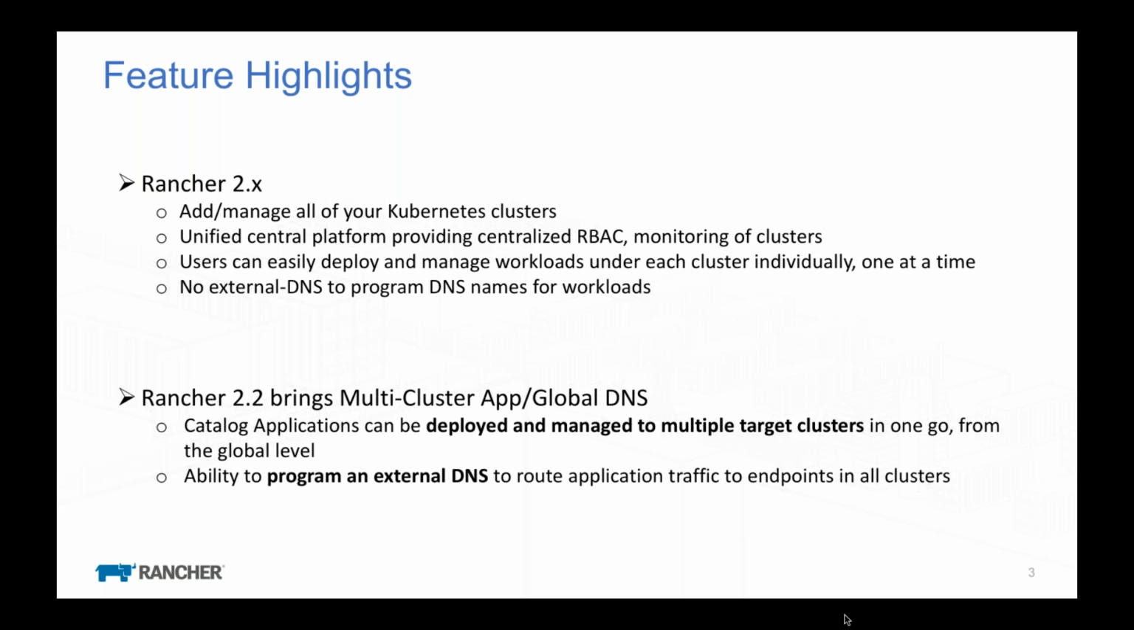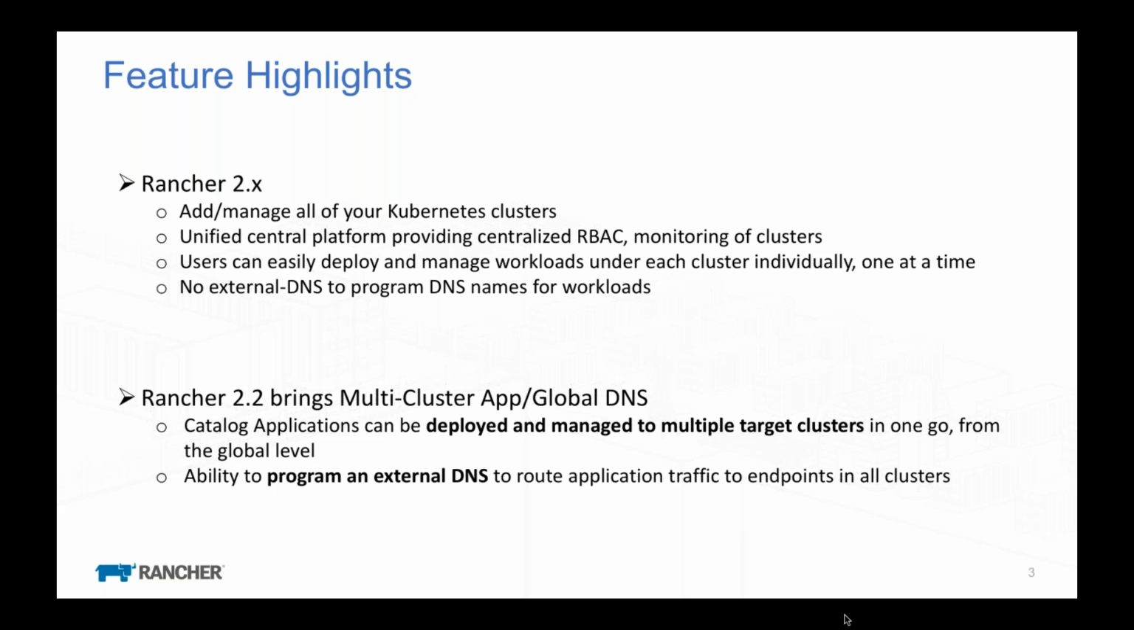And another piece that has been missing in 2.x is there's no external DNS programming available. So if the workloads want to program a particular DNS server and want to have a host name for their workloads, then there's no external DNS programming available. We right now support the xip.io out of the box.